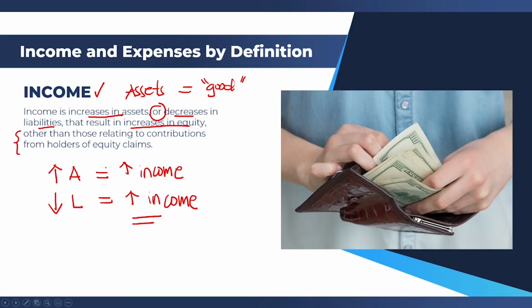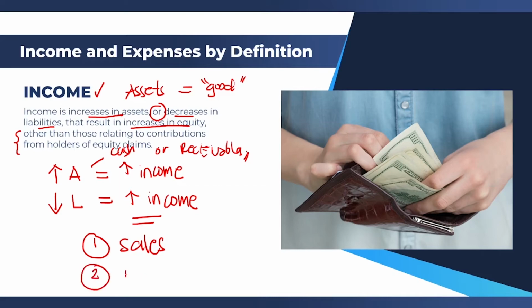Common examples of income are, number one, sales, whether cash or credit. They are income whether you receive money or not, because if you receive money, you increase your cash. If you did not receive money, you increase your receivables, which are both assets. Another example of income is interest income. Interest income is the money we generate from our bank accounts or investments.